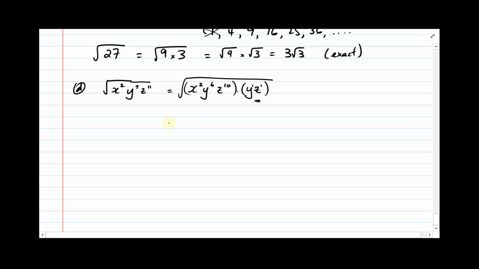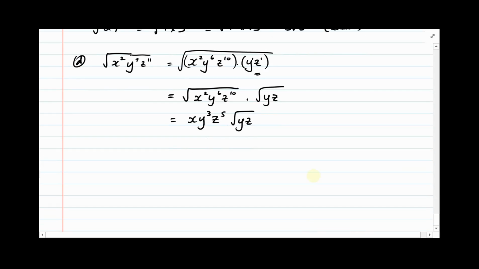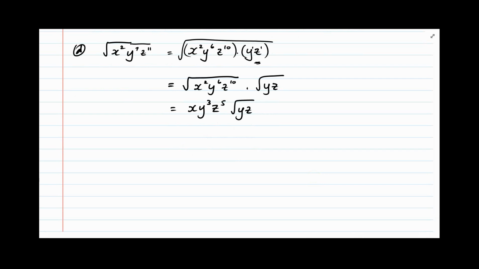All right, so let's take the square root. We have x squared, y to the 6th, z to the 10th, and yz. What do we have from a perfect part? Half of these powers: z to the 5th, and root yz. Okay, but let's practice a bit with some numbers right now, and then we go back to joining them together.